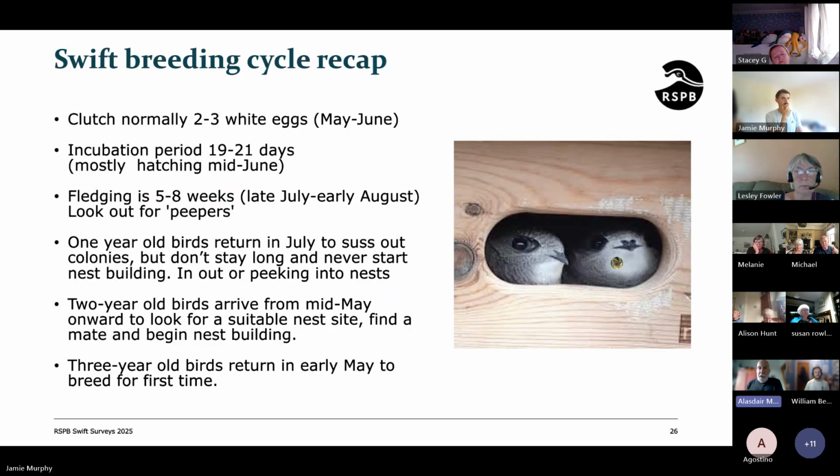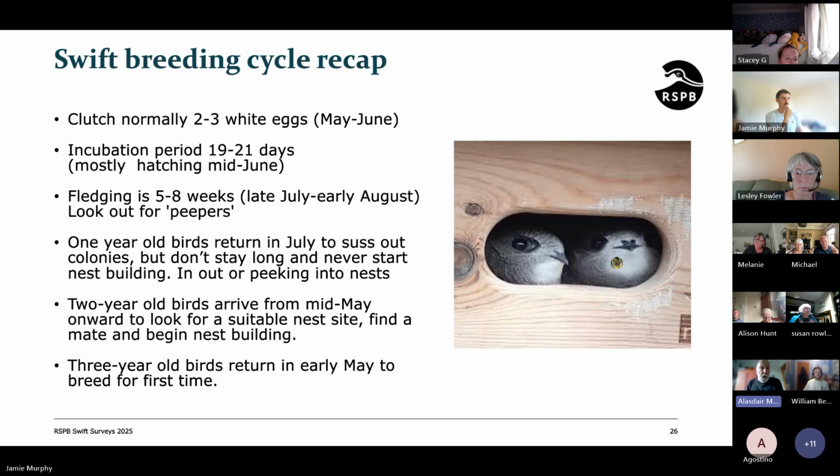A quick recap of the breeding cycle that Jamie talked about earlier, partly to give you an idea of what might be going on when you survey. Now, this presentation is aimed at surveys from the beginning of the season. So normally we'd be starting in May or June, and that's when the swifts will be laying eggs.